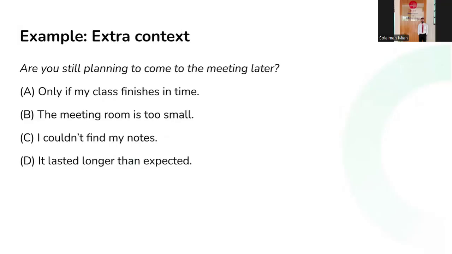And finally, let's look at an example of a response that doesn't say yes or no, but gives extra context. Pause here and try this final example on your own. Although a simple yes might have been a good answer to the question, in this case, that's not an option. But the first answer choice gives some context. The answer to the question depends on other information. If the person's class finishes in time, then they will go to the meeting. Notice that none of the other answer choices are about future plans. The first answer choice is the only one about the future.